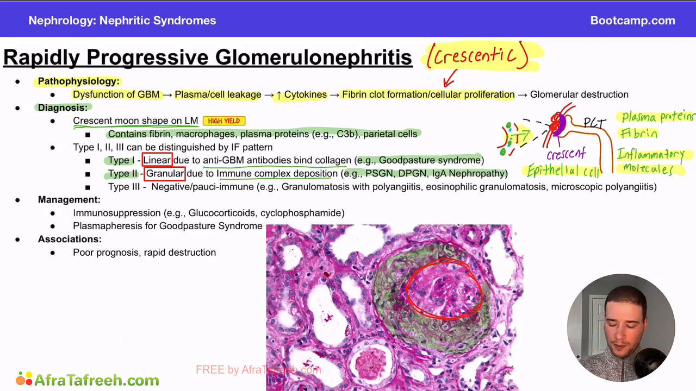And finally, for type 3, we say that this is negative or pauci-immune, meaning there is typically not antibody or immune complexes involved in this pathology. This is most commonly associated with granulomatosis with polyangiitis, eosinophilic granulomatosis, or microscopic polyangiitis. So we would not expect to see immunofluorescence if the patient had rapidly progressive glomerulonephritis due to these pathologies.